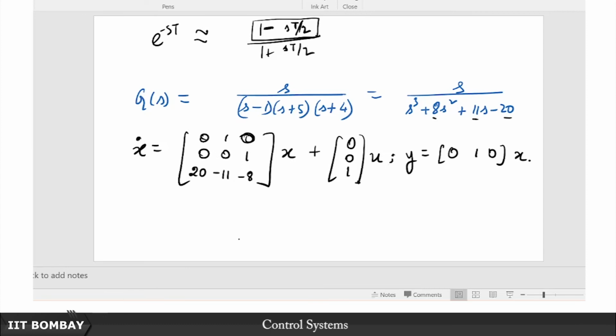Now if this is my phase variable canonical form, suppose somehow, now you might ask who has told me where to place the poles? Well, we do not really know. For now, for the purpose of your exam or for the purpose of your understanding, you will have to assume that someone has told you that this is where the poles ought to be.